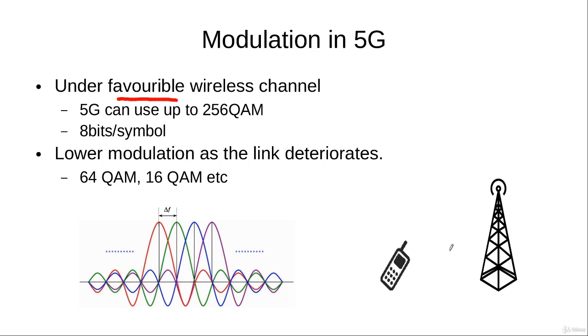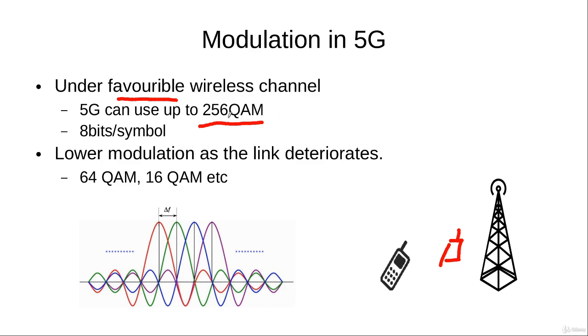errors on the channel, for example, the mobile station or user equipment is very near to the base station and it is receiving a powerful direct line of sight signal, then in that case we can go up to 256 quadrature amplitude modulation scheme.